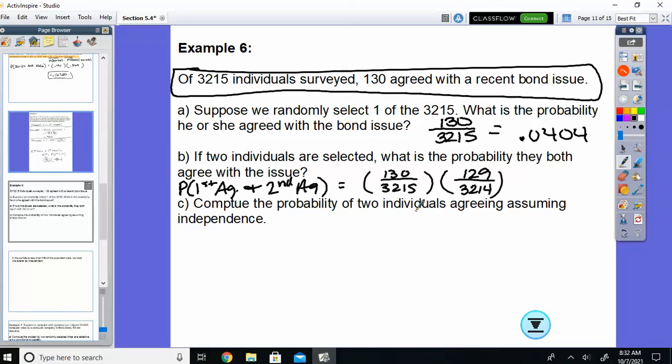Okay, so that's the conditional because I've changed that probability the second time given that I'd already talked to one person that agreed. And we get 0.0016. So there's not even a 1% chance that my two people would both agree. Because there's only a 4% chance anybody agrees.